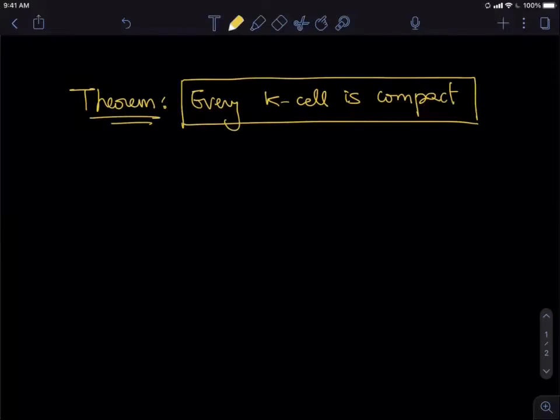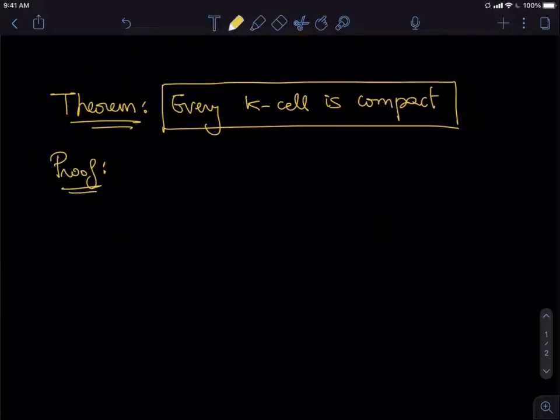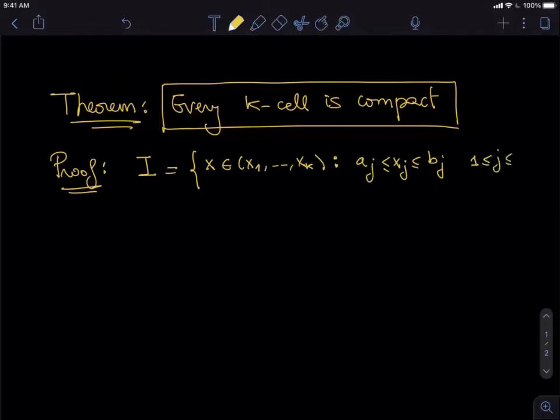Let us see that every K cell is compact. So what is a K cell? The K cell is basically a rectangular prism, that is, the points x1, ..., xk such that each of these coordinates is in between some numbers aj and bj for every coordinate j from 1 to k.